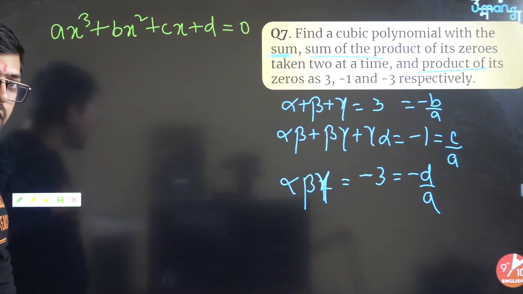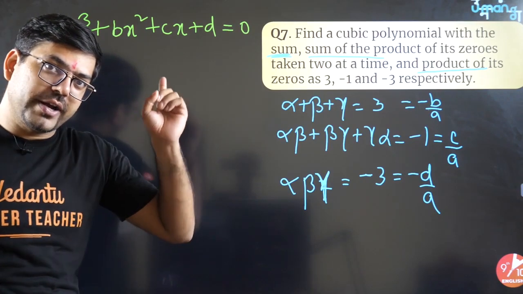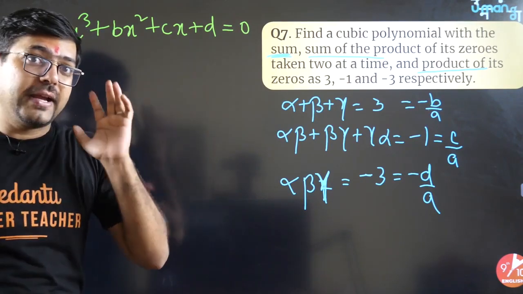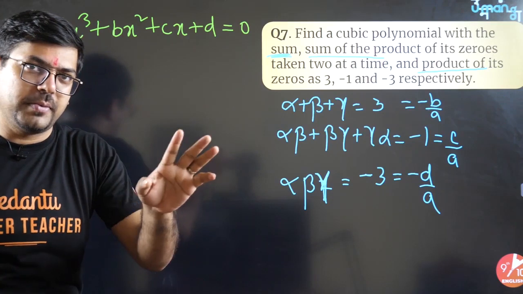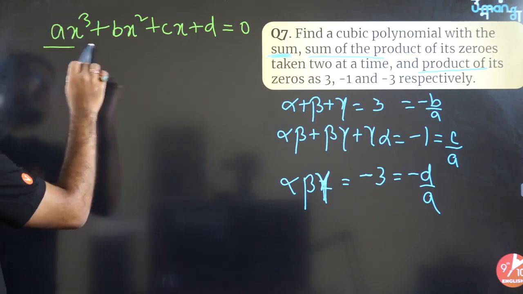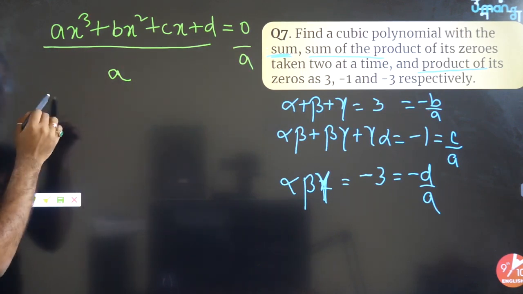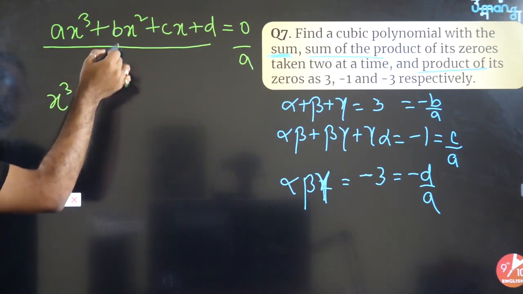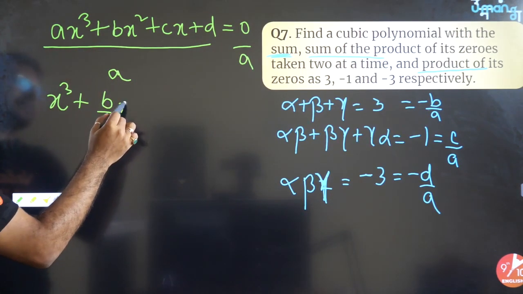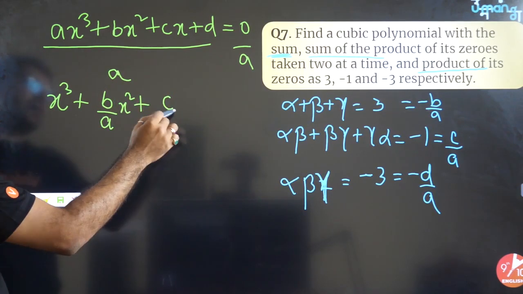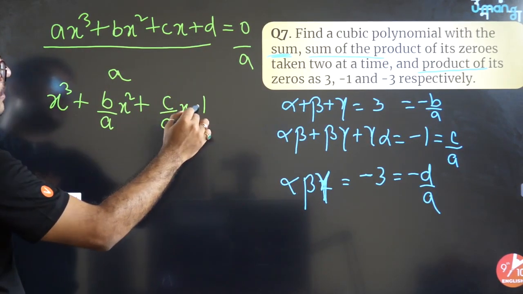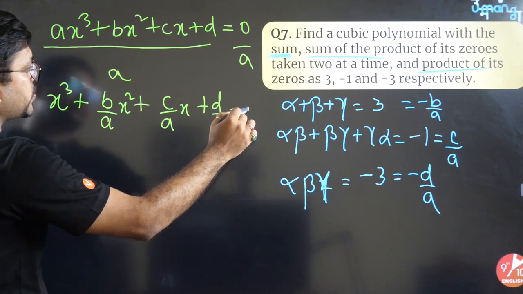Can I do the same thing what we did in the quadratic part, dividing both sides by a? I guess we can do that, no problem in that. So I will divide both sides by a. A by a gone, so you have x cube plus b by a times x square plus c by a times x plus d by a equals to 0.